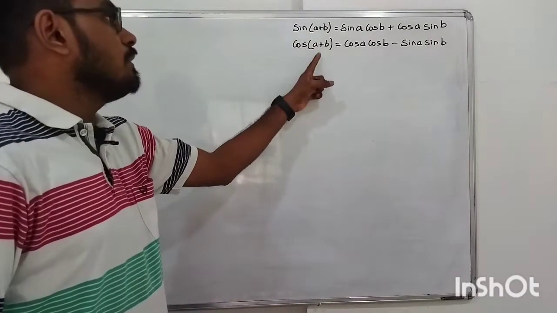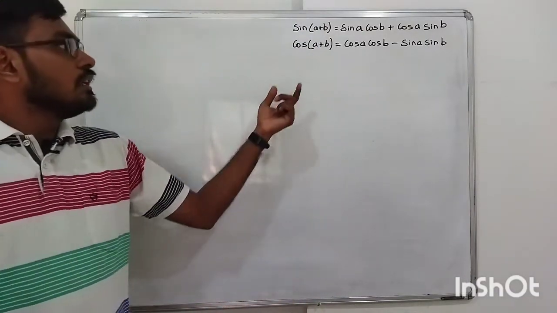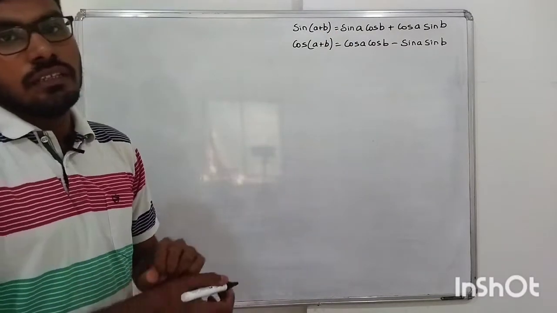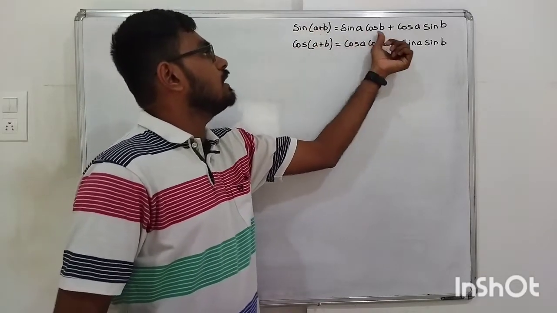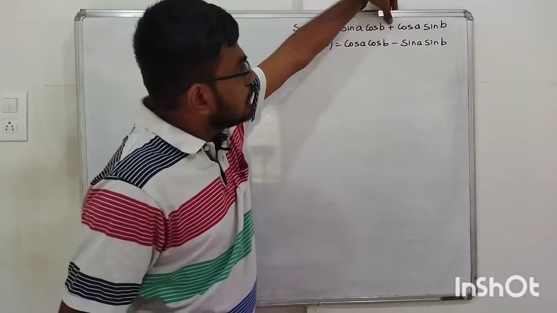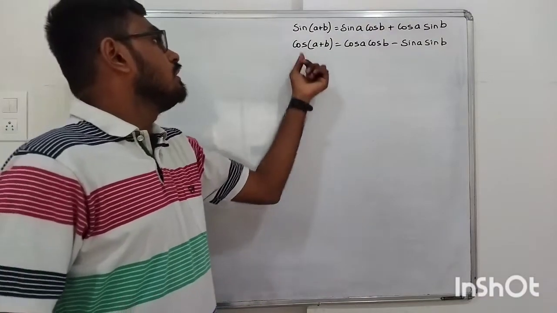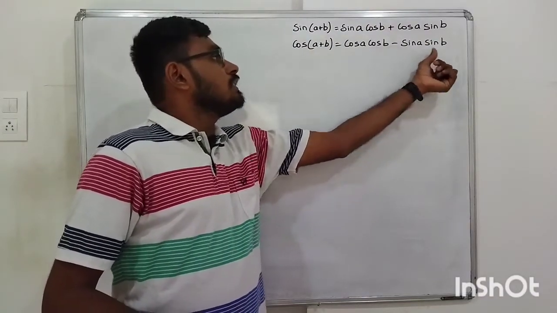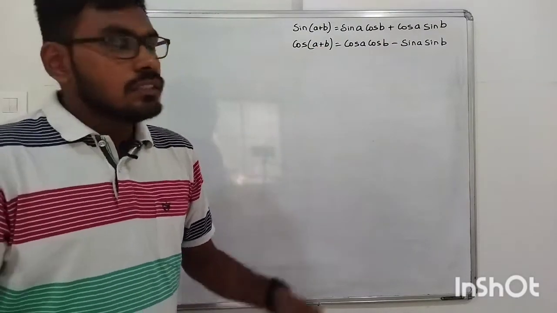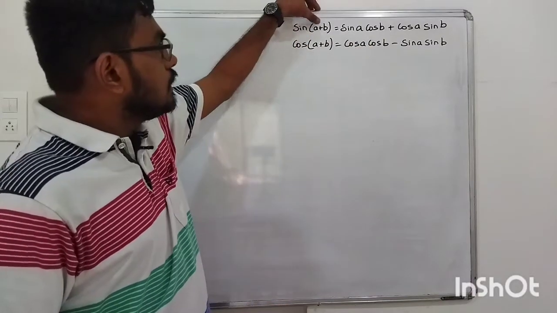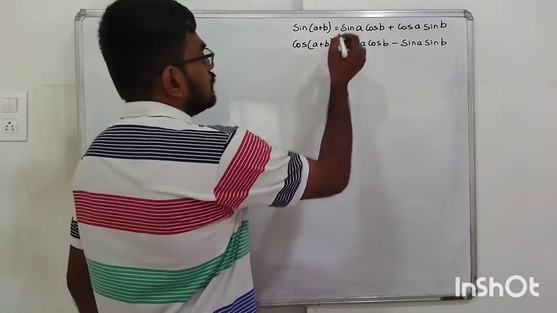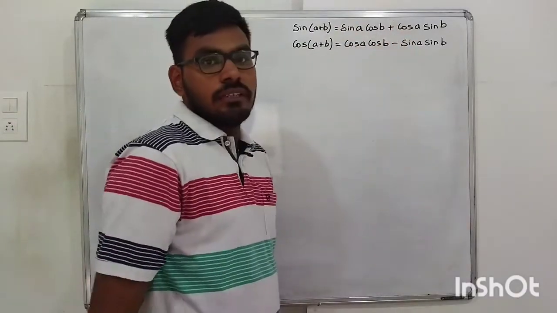We'll write only formulas for plus because we'll save space here, and for negative, looking at these formulas only we can remember. See, sin of a plus b is sin a cos b plus cos a sin b. If there is a minus sign here, there will be a minus sign here. Just exchange the sign everywhere. For cos a plus b, it is cos a cos b minus sin a sin b. If there is a minus sign here, there will be a plus sign here. The signs in the middle exchange, remaining things remain the same.